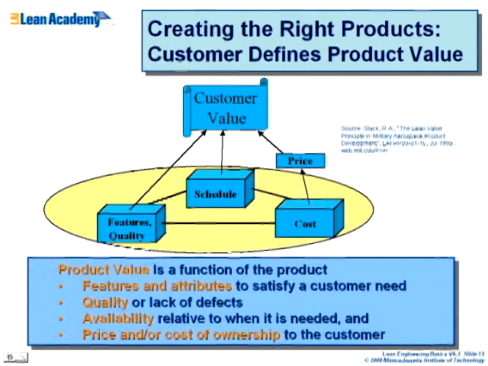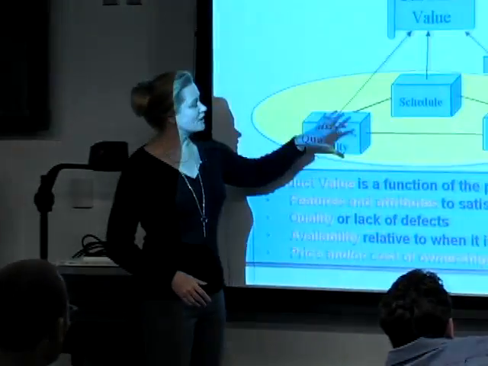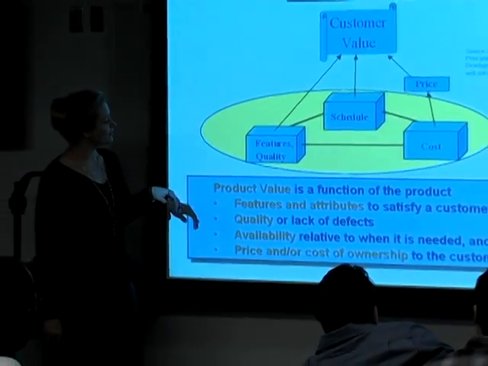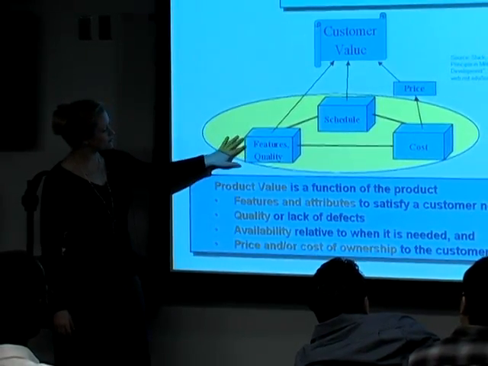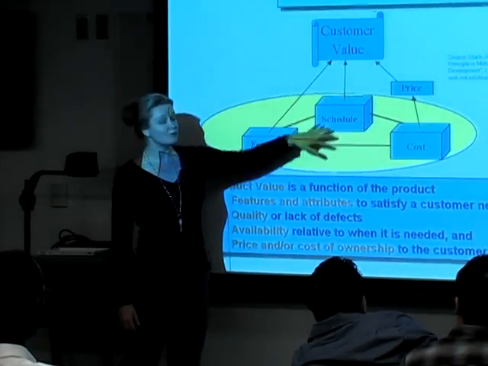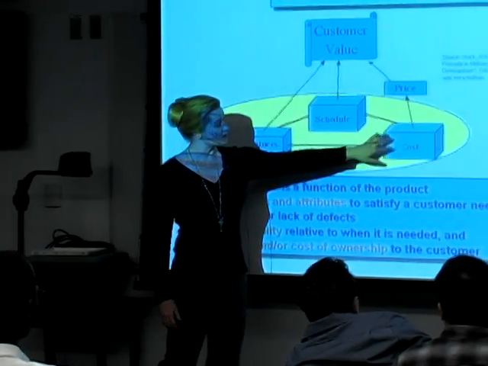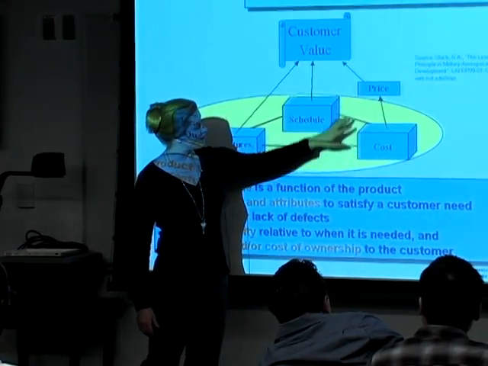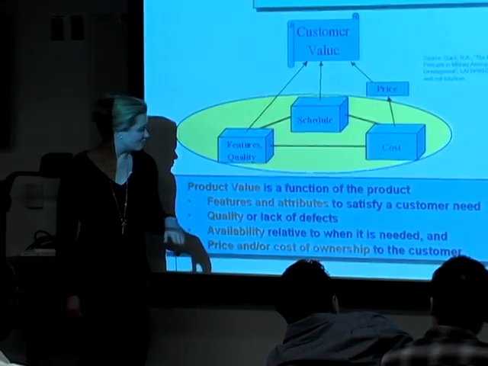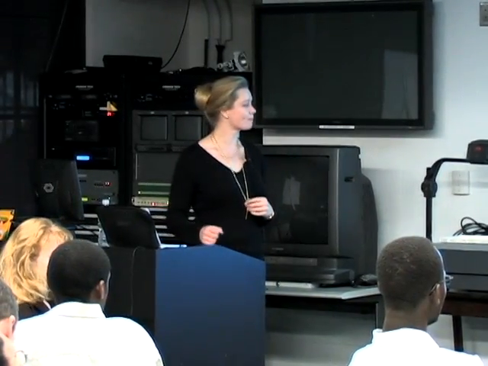So starting out with our first point about creating the right products, how do you know what's right? The customer is the one who specifies that for you. And generally when they're thinking about value, they've got 4 large elements in mind that sum up to be their value. There's some elements of features and performance and quality. There's some element of schedule and when I can get it. There's an element of cost that they have to pay for that. And then there's some element of price, of what it costs you to make that.